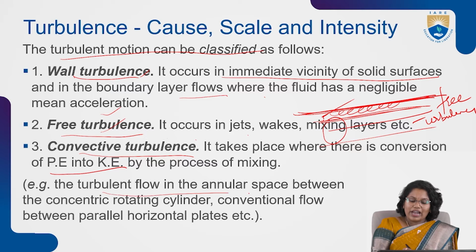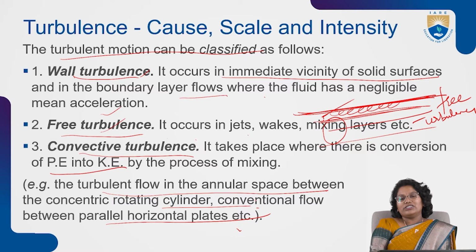The turbulent flow in the annular space between concentric rotating cylinders, and convective flow between parallel horizontal plates, etc. These are examples of how potential energy is getting converted into kinetic energy, right?